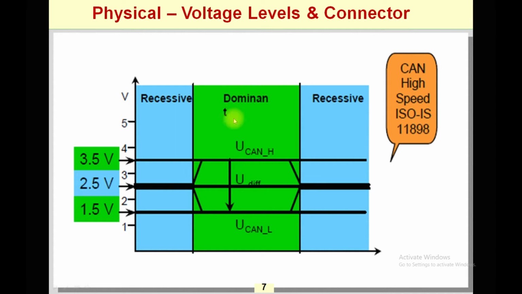When a dominant bit is getting transmitted, the CAN high signal will be 3.5 volts and the CAN low signal will be 1.5 volts. There will be a 2 volt difference between CAN high and CAN low for a dominant bit, and there will be 0 voltage difference between CAN high and CAN low for a recessive bit, as we see here very clearly in this diagram.